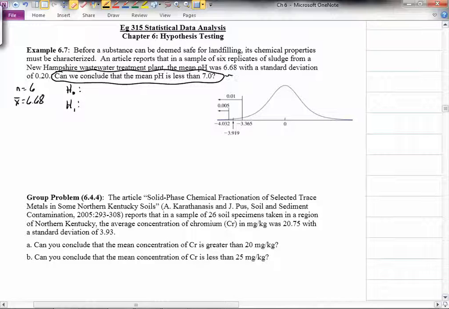Another way to say that is, questions of whether you can say yes to this question generally clue you in that that's H1. So our alternative hypothesis is that the mean is less than 7. The only way that we can do that is by disproving the null hypothesis, that the mean is greater than or equal to 7.